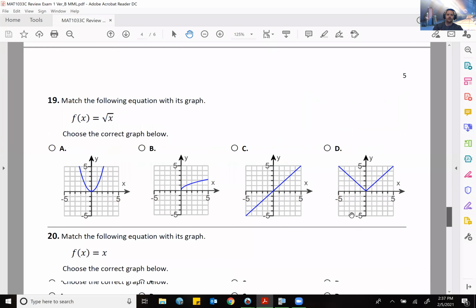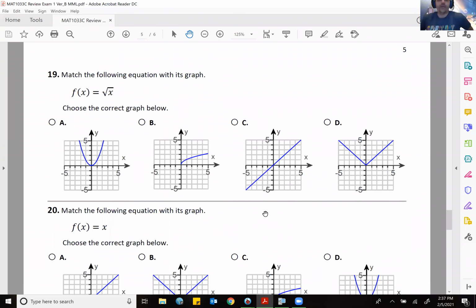Okay. Number 19, match the graph. Which one of these is the graph of f of x equal to the square root of x? Is it the V one? It is not the V one. Is it B? It is B as in boy. How do you find that? I'm just curious.